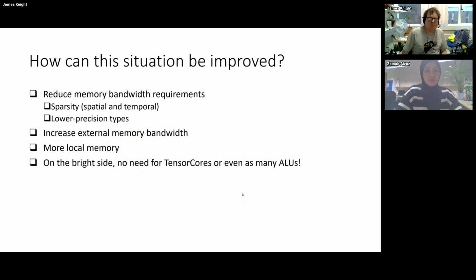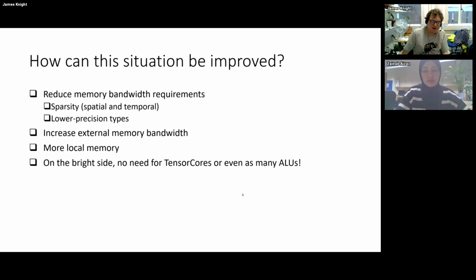So how can we improve this? Well, this is all basic computer architecture stuff, really. We can reduce the memory bandwidth requirements. We can use sparsity. We're already using temporal sparsity because we're using spikes. We can also add an element of spatial sparsity, so we can have sparse connectivity. And this is something that we're going to talk about in a little bit. And we can also use lower precision types. By reducing the width of your data types, you reduce the memory bandwidth.